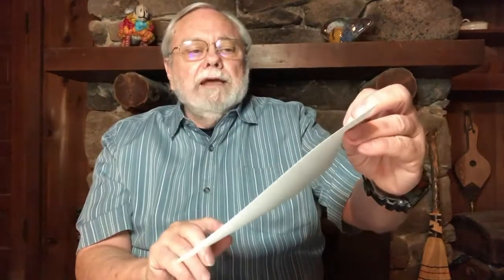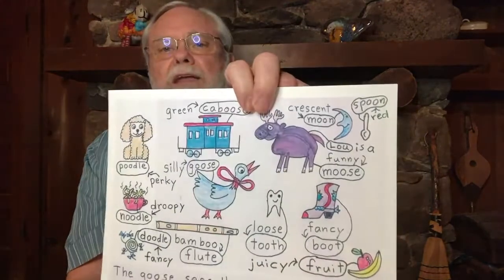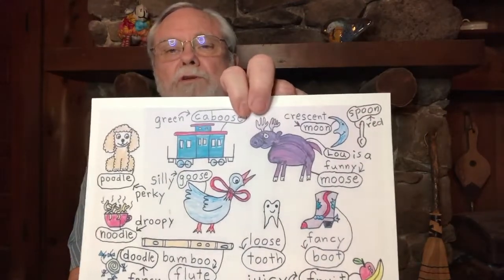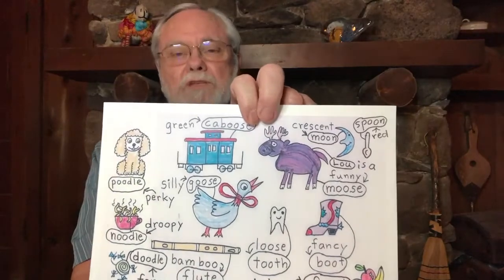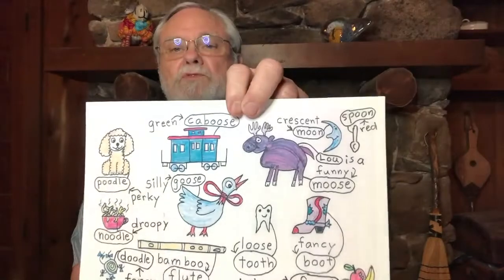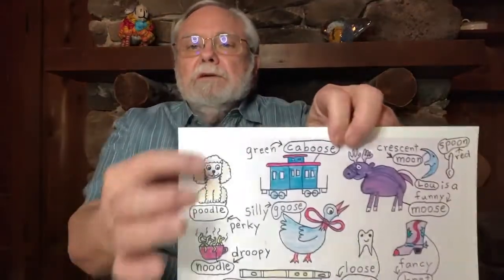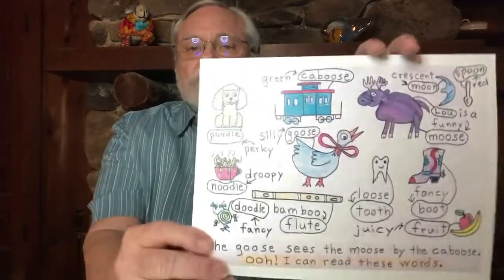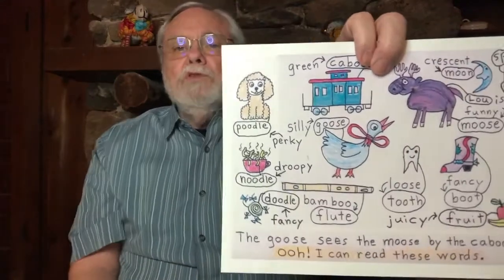So we talked about the word crescent is a curve, and so we have a crescent moon. And then we have a spoon, and here I decided to give our moose a name. So I used the word Lou to make him a boy moose, and then I wrote the sentence, Lou is a funny moose.